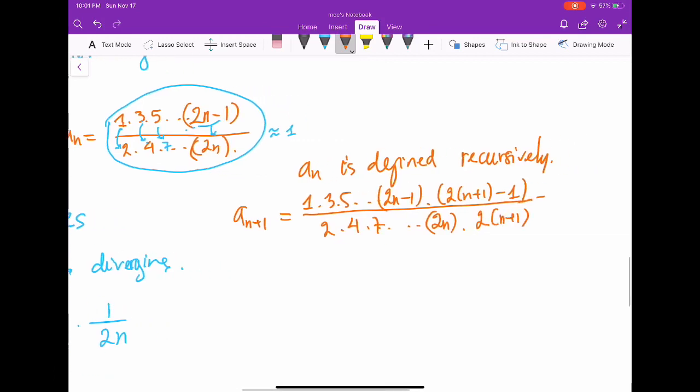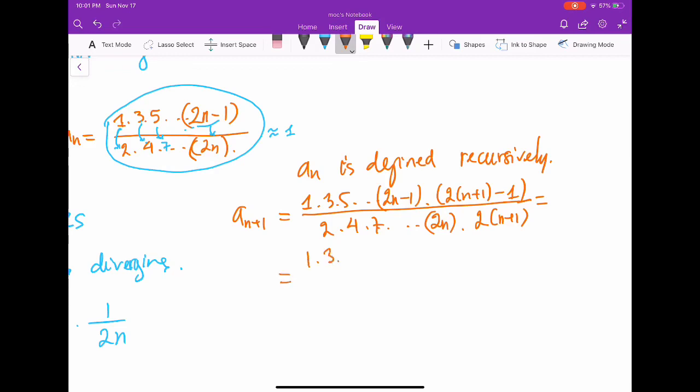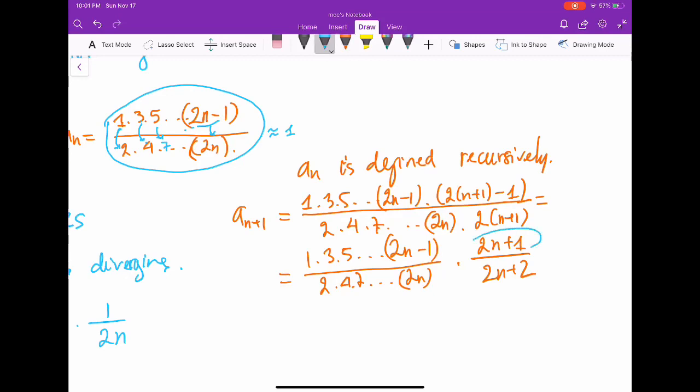Okay, so if you practice, you have 1 times 3 times 5 and so on up to 2n minus 1, divided by 2 times 4 times 7 times 2n, right? And then in here 2n plus 1 over 2n plus 2. Why do we have that? Because 2n plus 1 comes from here. You open parentheses, 2n plus 2 minus 1, which is 2n plus 1.